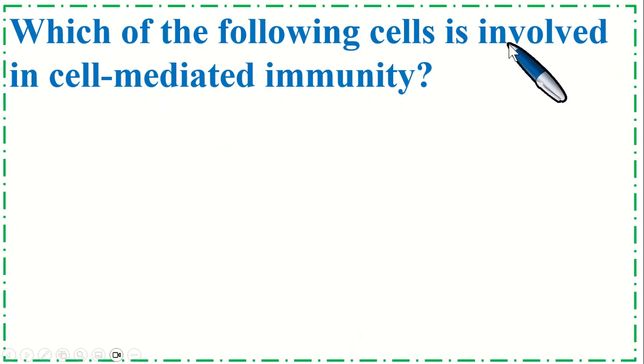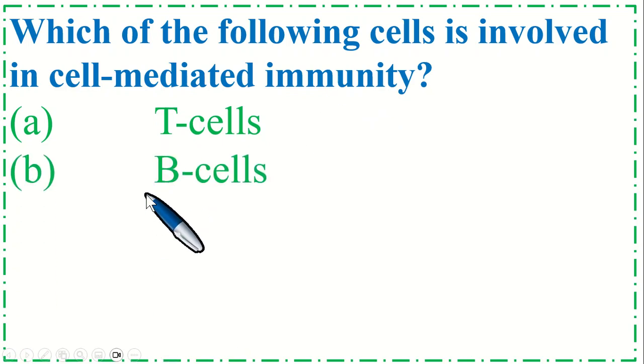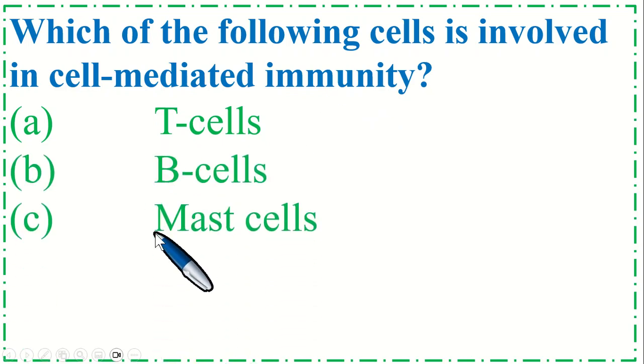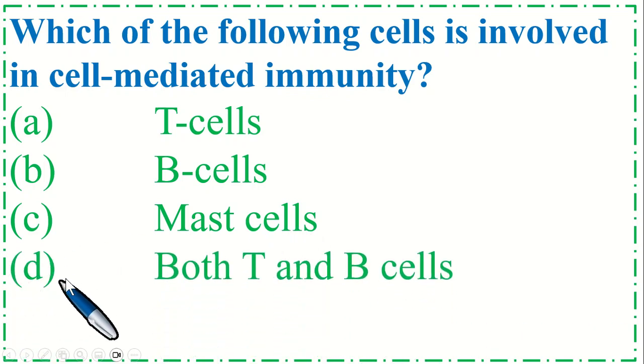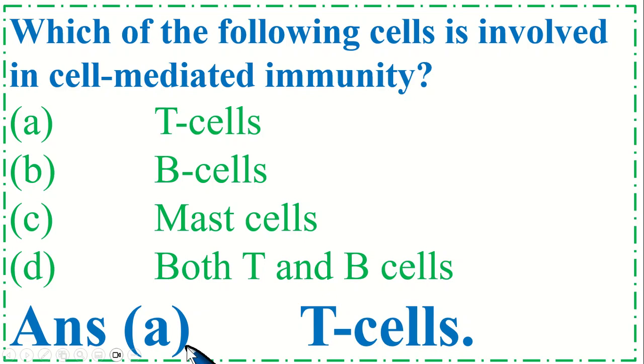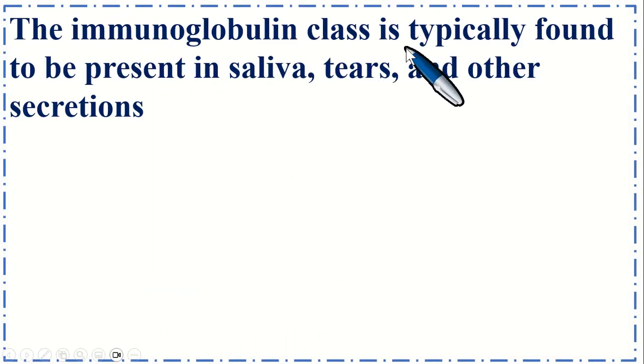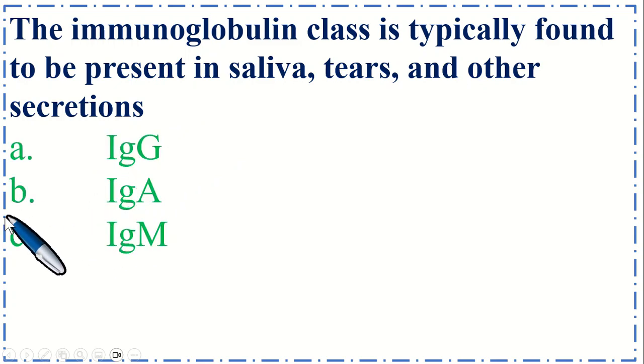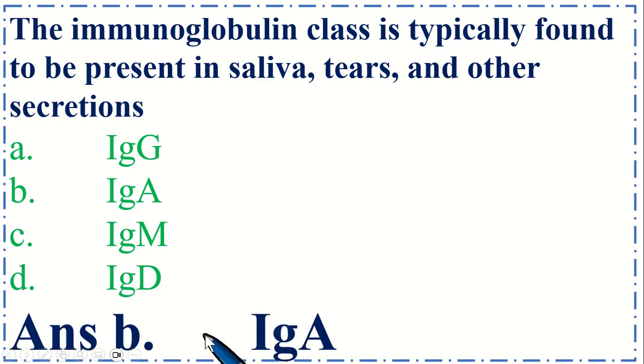Which of the following cells is involved in cell-mediated immunity? Option A, T cell, B, B cells, option C, mast cell, and option D, both T and B cells. So the correct option is A, T cells. The immunoglobulin class typically found to be present in saliva, tears, and other secretions is? Option A, IgG, B, IgA, option C, IgM, and option D, IgD. So the correct option is B, IgA.